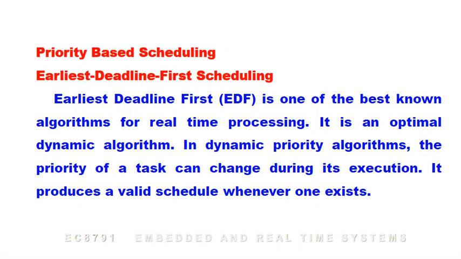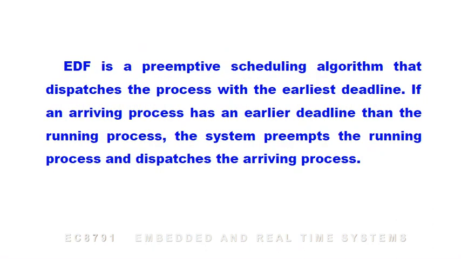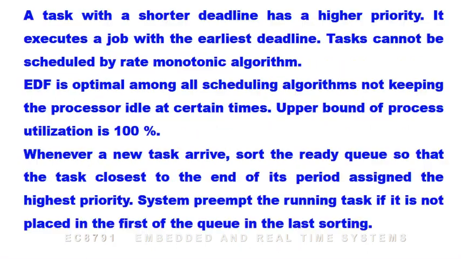In dynamic priority algorithms, the priority of a task can change during its execution. It produces a valid schedule whenever one exists. EDF is a preemptive scheduling algorithm that dispatches the process with the earliest deadline. If an arriving process has an earlier deadline than the running process, the system preempts the running process and dispatches the arriving process. A task with a shorter deadline has a higher priority.